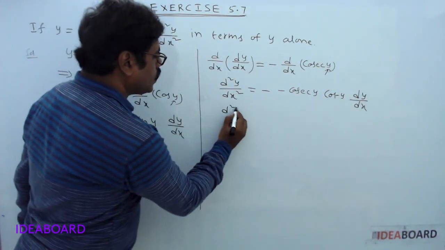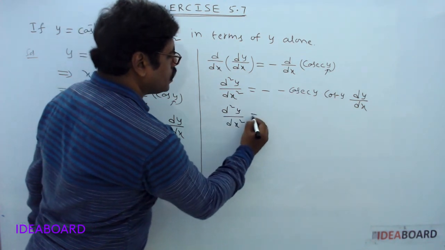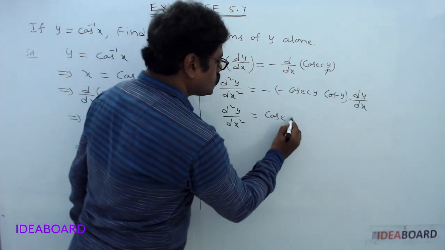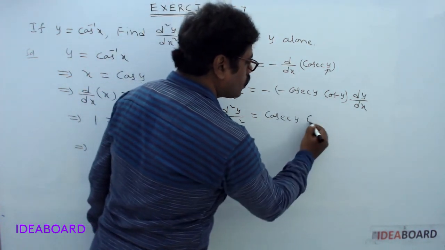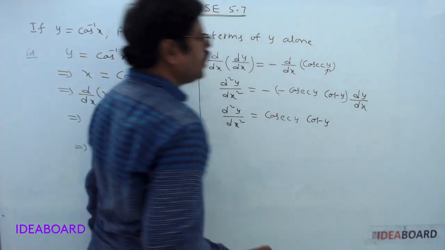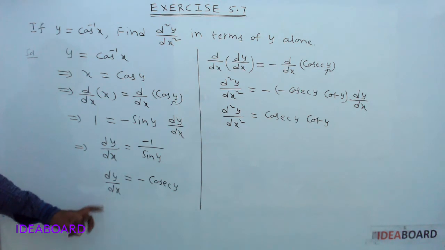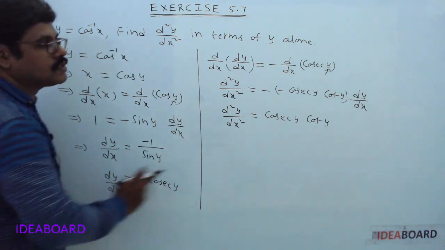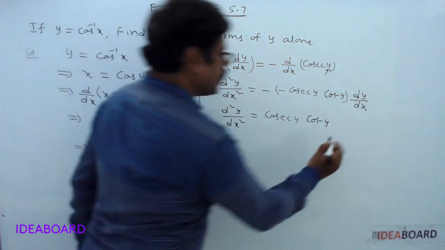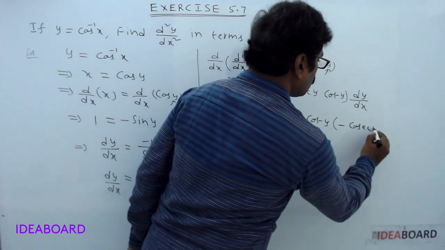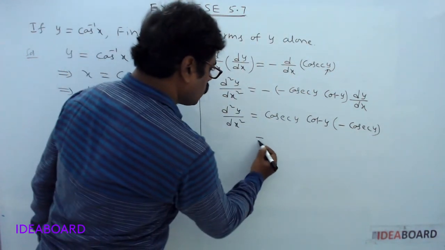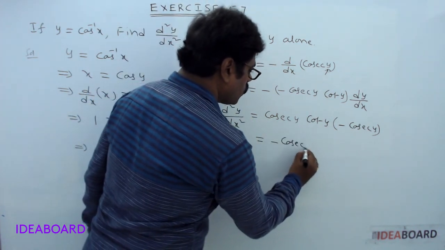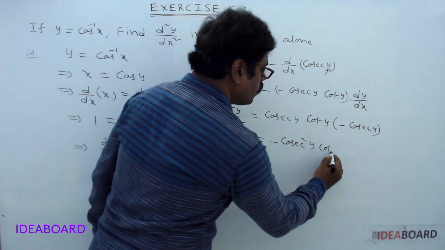Now again d square y by dx square equals, here minus into minus plus, this is cosecant y into cot y into dy by dx. Now what is the value of dy by dx? Minus cosecant y. So substitute the value of dy by dx here. So it will be minus cosecant y. Now this equals minus cosecant y into cosecant y, that is, cosecant square y into cot y.